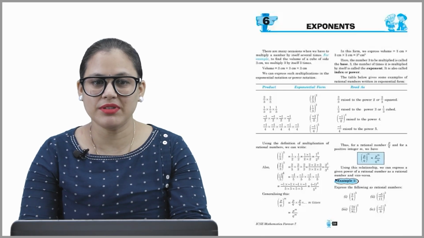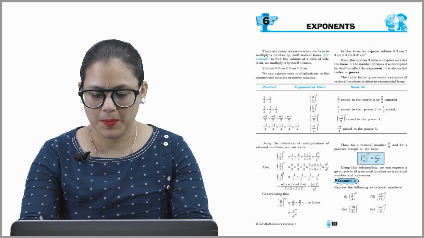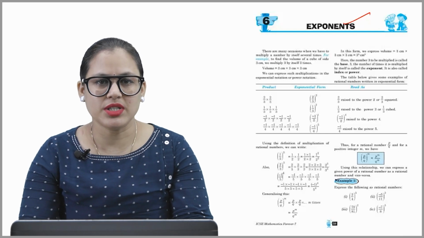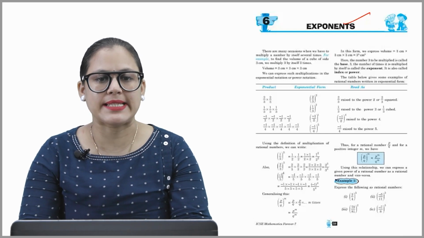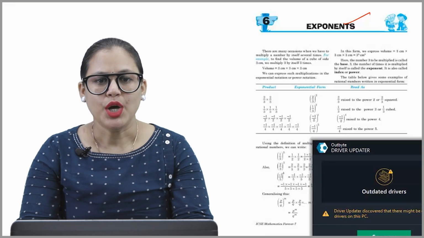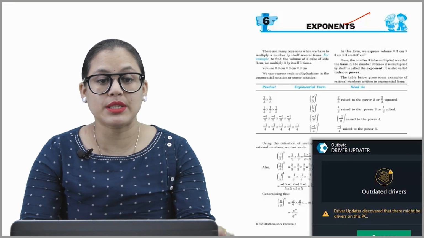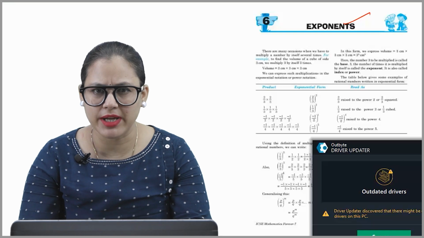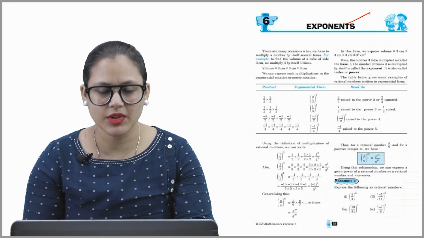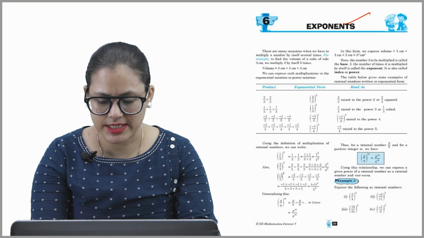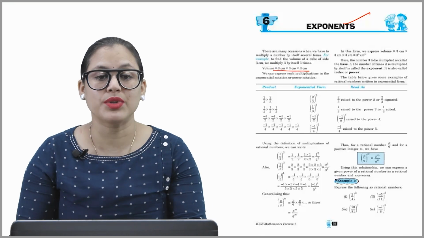Let's start today's chapter, Exponents. There are many occasions when we have to multiply a number by itself several times. For example, to find the volume of a cube of sides 3 centimeter, we multiply 3 by itself 3 times. So volume is equal to 3 centimeter into 3 centimeter into 3 centimeter.